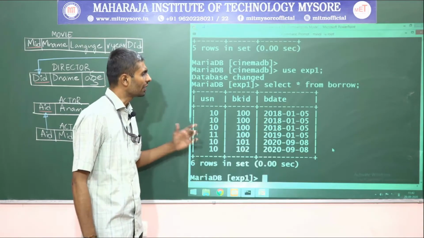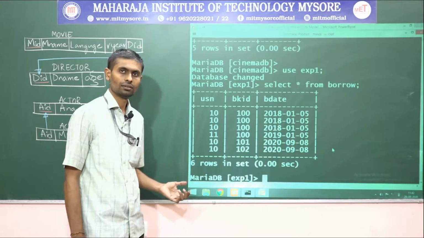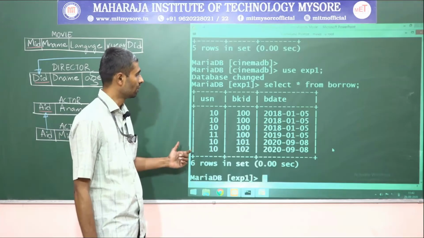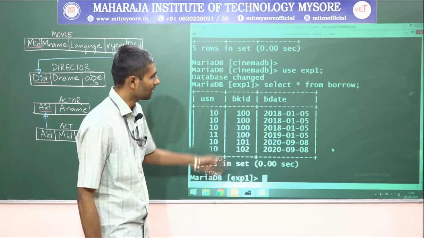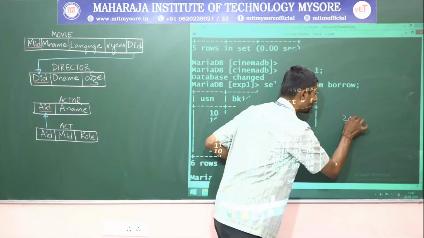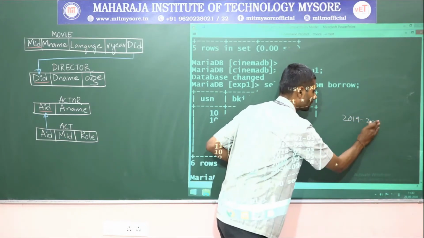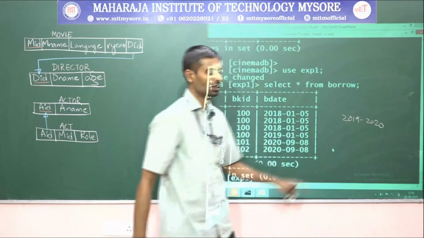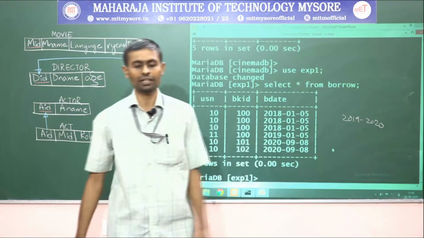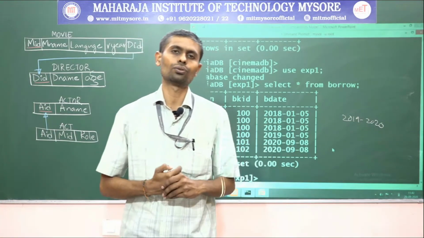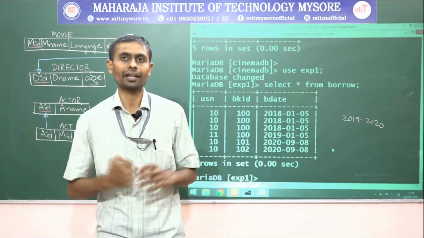Let's say I want to retrieve the list of all students who borrowed books in the years 2019 and 2020. Only such students who borrowed books between 2019 and 2020, right? So only such a student list I want guys. How can I get it?